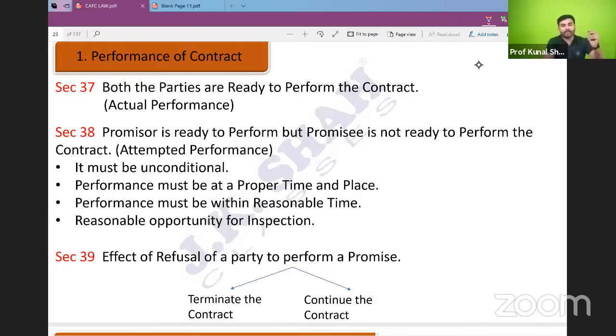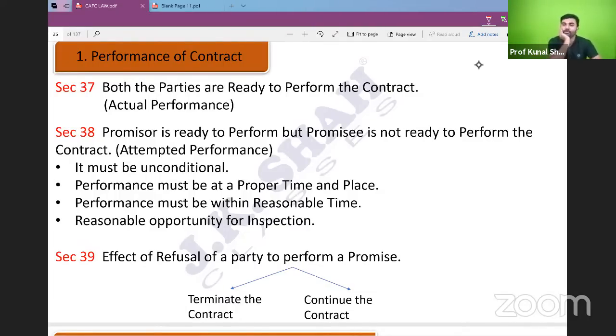Over here, reasonable opportunity for inspection. Yes, it is the duty of the promisor to provide a reasonable opportunity for inspection to the promisee. When I'm going to deliver the car to Mr. Karthik, then at that time I should give a reasonable opportunity to Mr. Karthik to inspect my car. If he feels that it is fit, then he will buy it. He will pay me for that car. If he feels, no, the car has already been damaged, when the contract was entered the car was fit, but now the car is unfit, then he can refuse to perform as well.